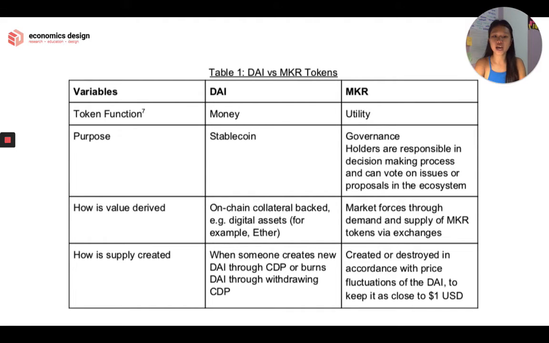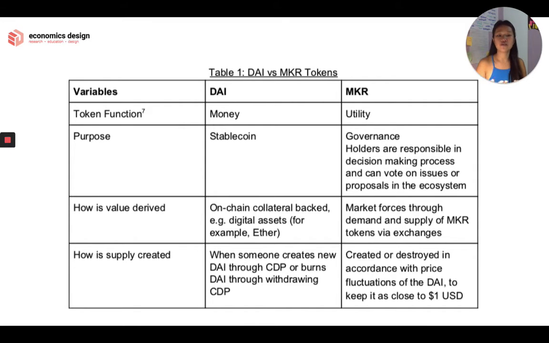The value for DAI basically comes from on-chain collaterals, and right now they're using a single asset, which is Ether, and you can borrow 66% worth of the collaterals that you give. In the near future, they're going to change to multi-collaterals, so you can collateralize other things like digital gold, digital platinum, digital silver, other currencies. It's possible. They're working on that.